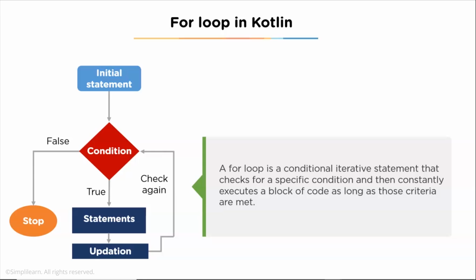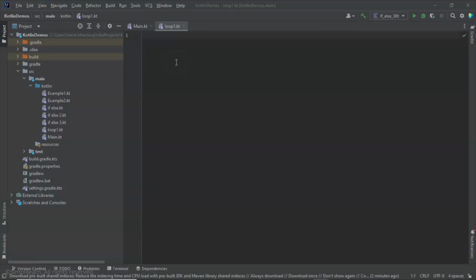Now, let's understand for loop with the help of an example. So this is our code editor, IntelliJ IDEA. Here we will be doing an example of for loop in which we will print the odd and even elements from an array. So here we will use a for loop and if else condition. So let's start. First of all, we'll make the main function.